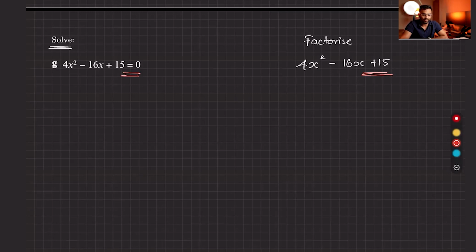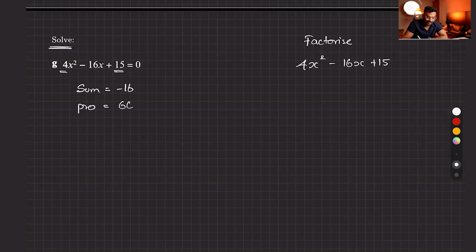So how do we deal with it? There can be two questions that can come up. So we do the sum, minus 16. We do the product, which is 15 times 4, which is 60. What are the two numbers, guys?